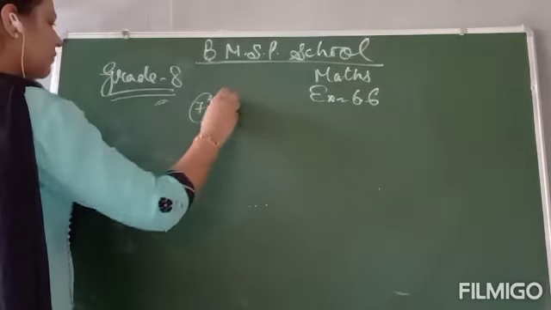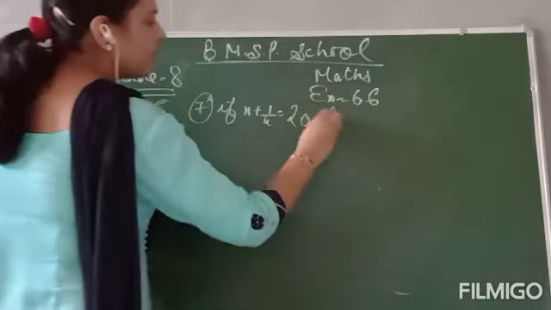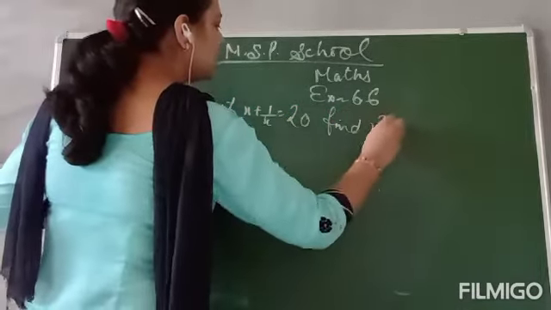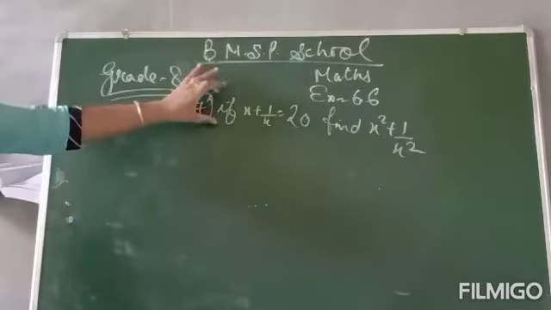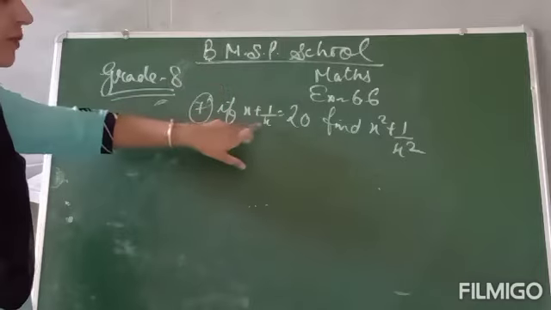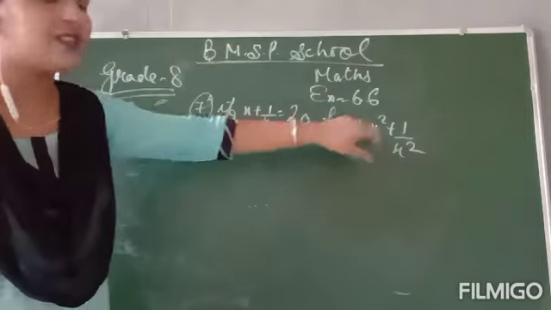Now 7. If x plus 1 by x is equal to 20, find x square plus 1 by x square. Okay. Now look at the statement. If x plus 1 by x is 20, they have given the value of x plus 1 by x. I have to find the square value.